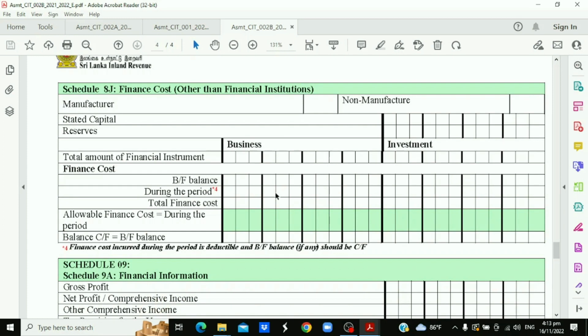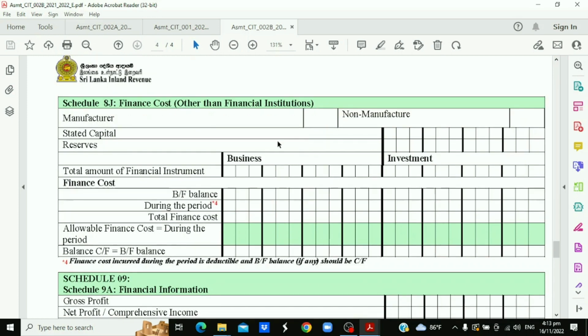Then normally we identify this business and investment application, right? We have to identify the total finance cost incurred within this period. Then if this borrowing exceeds the given limit, whatever the interest related to this excess value should be disallowed. This is the main purpose of this.